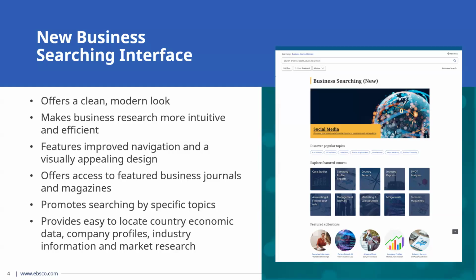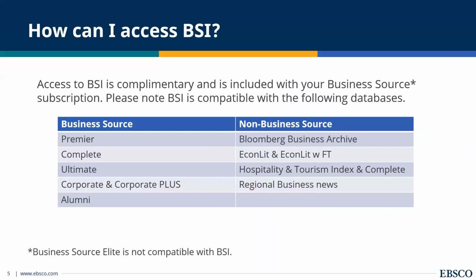and it also allows the option to locate specific country economic data, company profiles, and industry information. Now, for those that might not be aware of this, this is how you can access the Business Searching Interface. Most people will have access to Complete, which means you are eligible to have this interface free of charge, and you can search Business Source on both EBSCOhost and the Business Searching Interface.